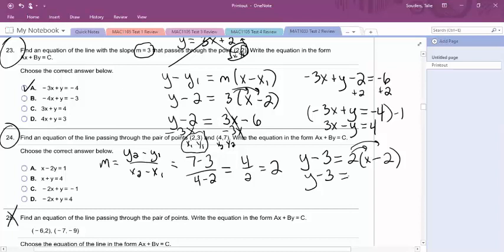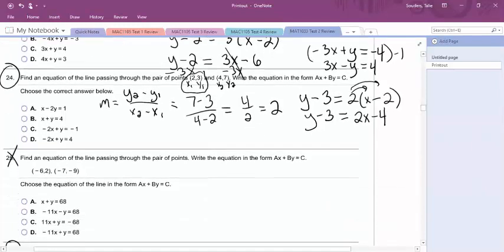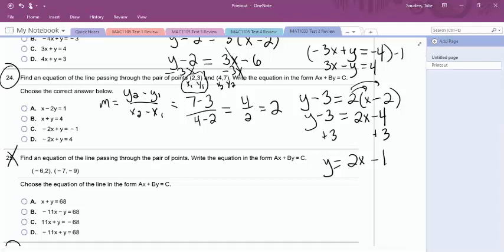So y minus 3 equals 2x minus 4. Good. And now what do we need to do next? I would add the 3 to both sides. We can do that. And if they asked for slope-intercept form, you would be done. However, they asked for standard form. So what do you still need to do? Subtract the 2x. Good.